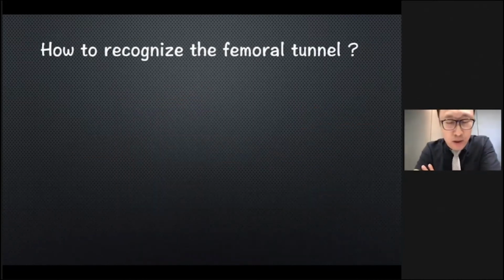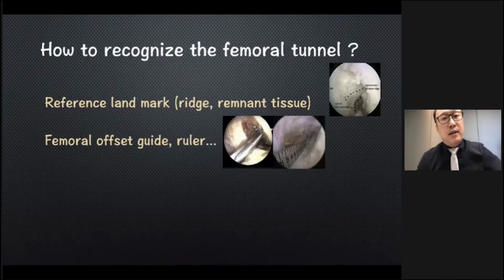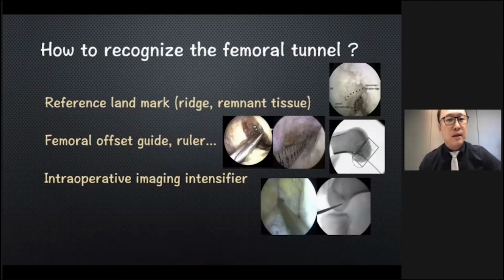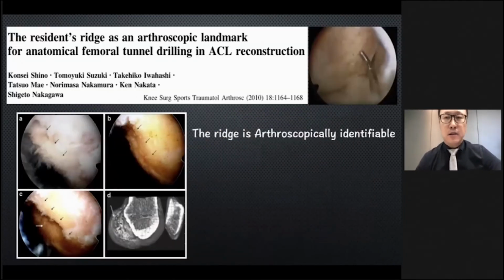After we know where the point is, the second question is how to recognize the femoral tunnel. There are many methods that can help us, including the reference landmark. You can use the ridge, remnant tissue, and the femoral offset guide ruler, and some surgeons use the cross-drain method to target the point, and of course some surgeons like to use navigation as well. However, the cross-drain method and navigation are time-consuming and increase some complications. So the landmark is still the gold standard, especially for the arthroscopist.